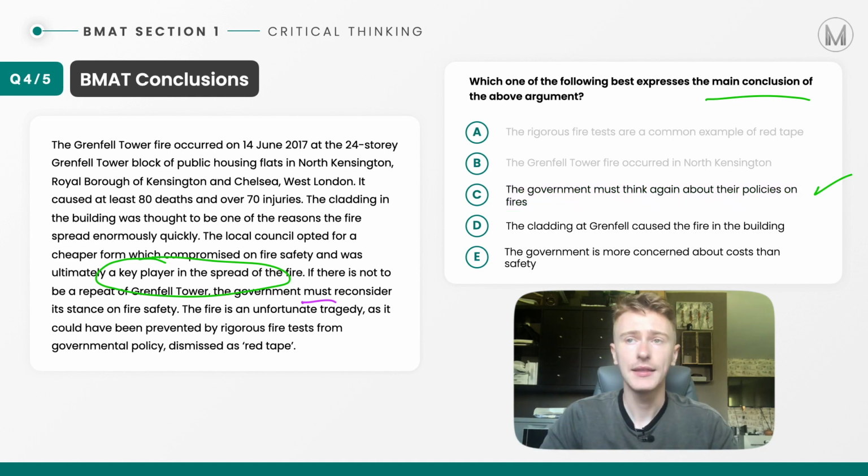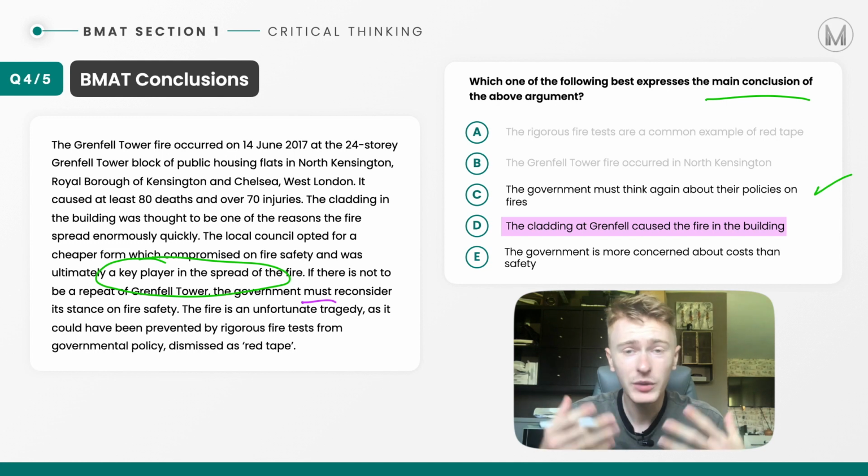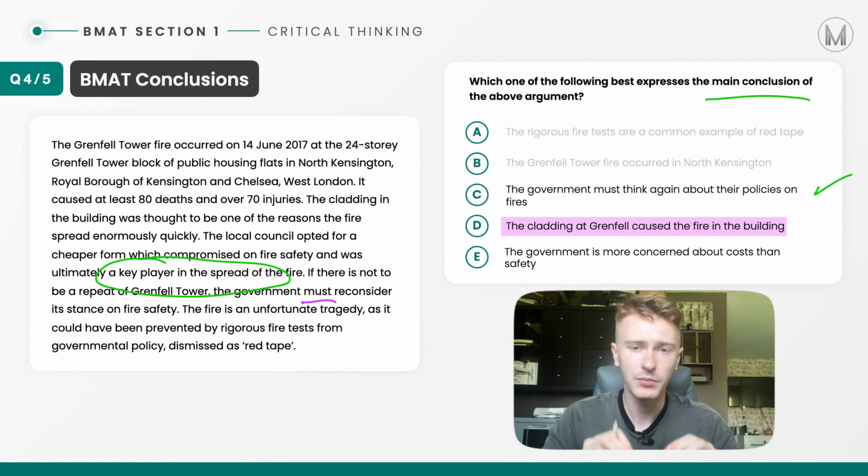Answer option D, the cladding at Grenfell caused the fire in the building. Well, in this green bit that I've circled, you can hopefully see that he's talking about the spread of the fire. Indeed, we don't even know what caused the fire per se. It could have been some electrical device. It could have been any other number of things. This passage is purely talking about the spread of the fire. So that rules out answer option D.